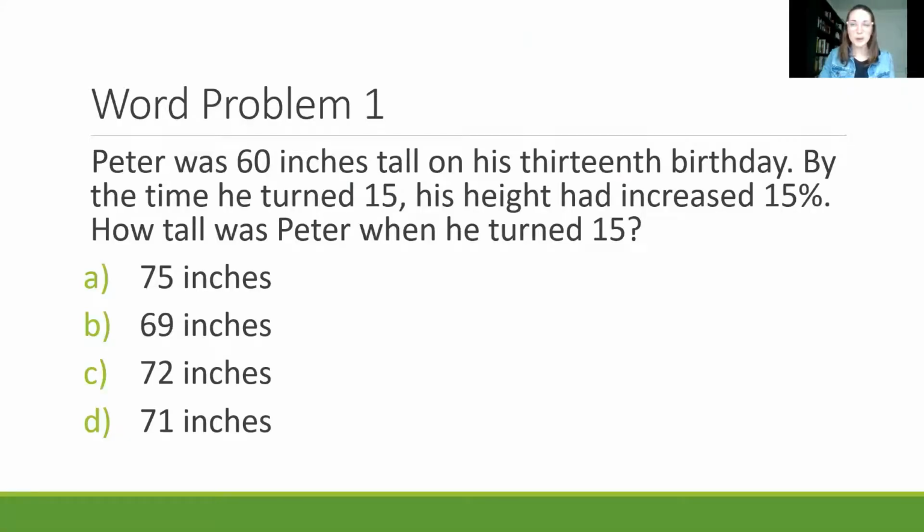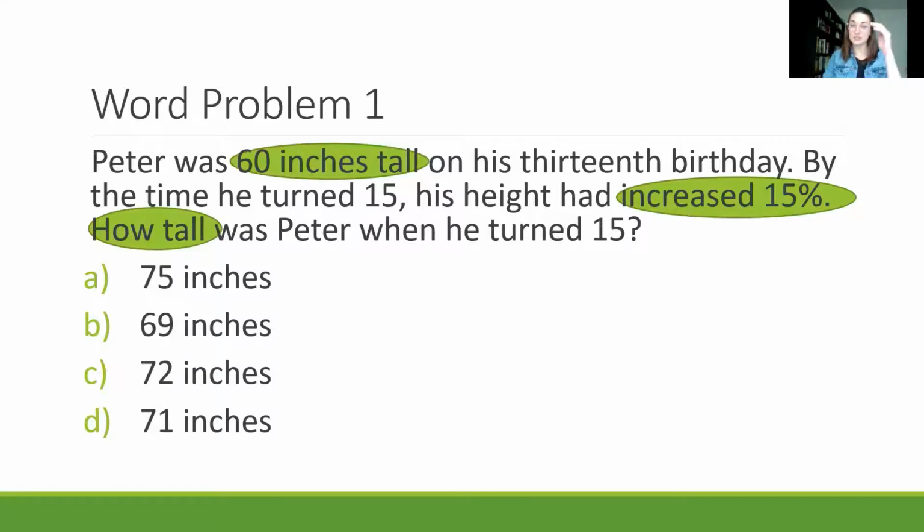So for our first word problem today, it says Peter was 60 inches tall on his 13th birthday. By the time he turned 15, his height had increased 15%. How tall was Peter when he turned 15? So we have 4 options there, and the first thing I'm going to do is just highlight the important information. So I know that he was 60 inches tall and that he grew because his height increased by 15%. And so in the end, I need to find out how many inches tall he is because it's asking me how tall in the form of inches, as we can see by all of the answers.